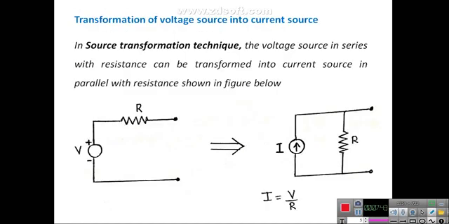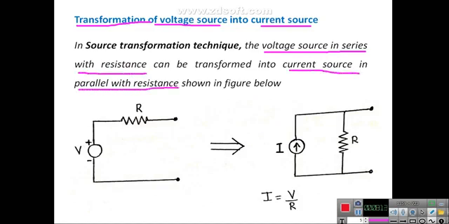Now we can go for transformation of voltage source into current source. In the source transformation technique, any network having a voltage source in series with the resistance can be transformed into a current source in parallel with the resistance.